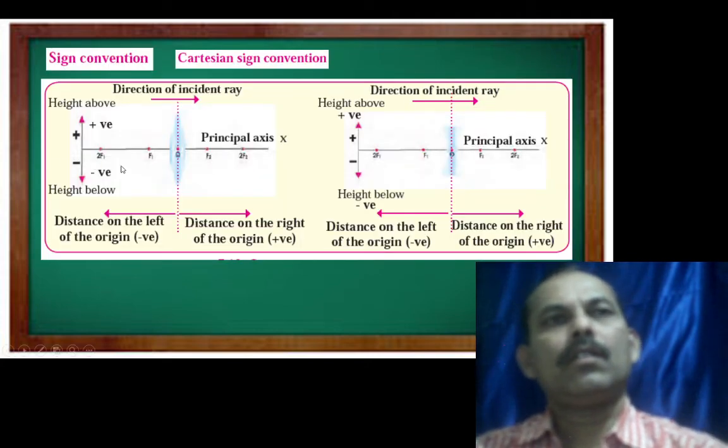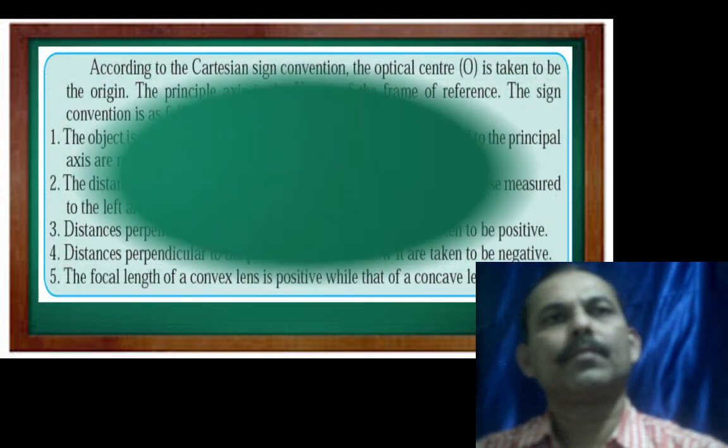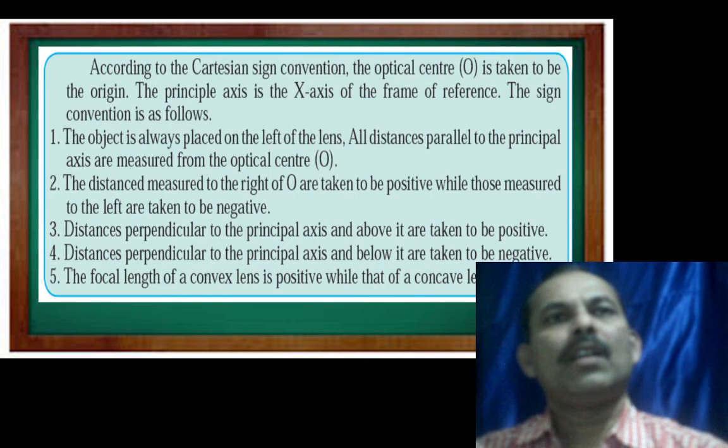If you see here, the object should be kept at left, and the distance which is measured is parallel to the principal axis, starting from this optical center. The distances measured to the right of the optical center are taken to be positive, while those measured to the left are taken to be negative.